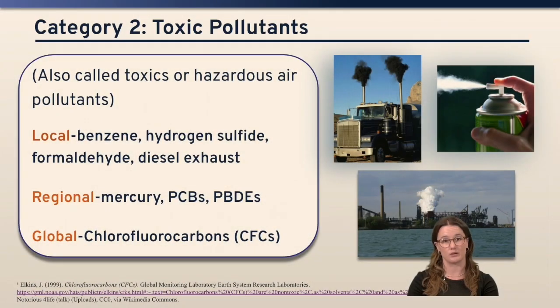A few toxic pollutants are listed on this slide, organized by whether they are considered to be from local sources, whether they affect larger regions, or whether they are global. The photos on this slide show a truck emitting diesel exhaust, an aerosol can illustrating the propellants known as CFCs, which were found to deplete the ozone layer, leading to a ban on their use in aerosol cans and other products, and so-called Zug Island, a heavily industrialized area in Detroit known for polluting the surrounding air.